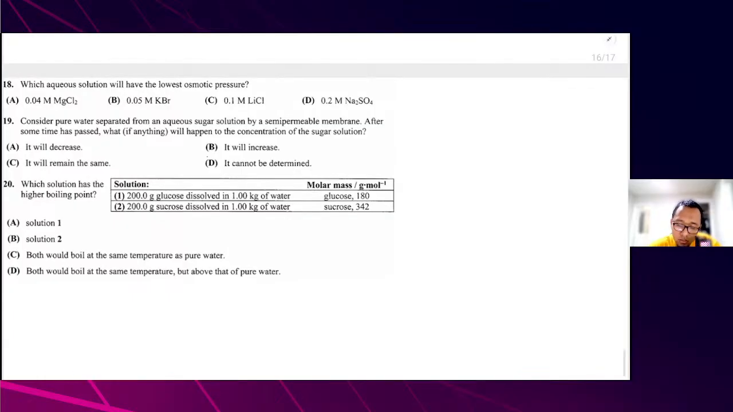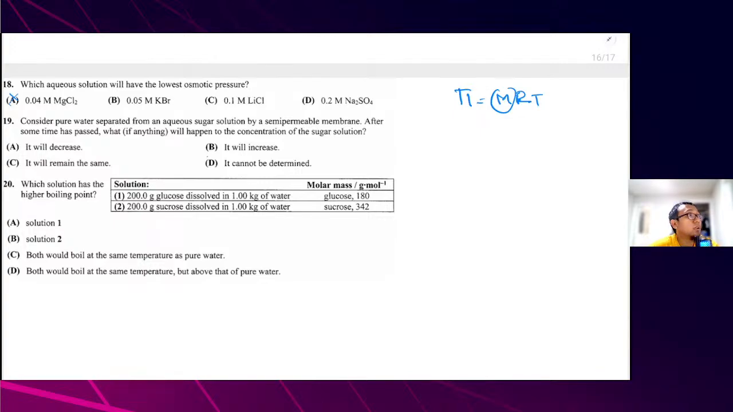Which aqueous solution will have the lowest osmotic pressure? Remember, osmotic pressure is MRT. So now it just depends on M itself. Which one is the lowest one? The lowest one is A. So the answer directly is A for number 18.